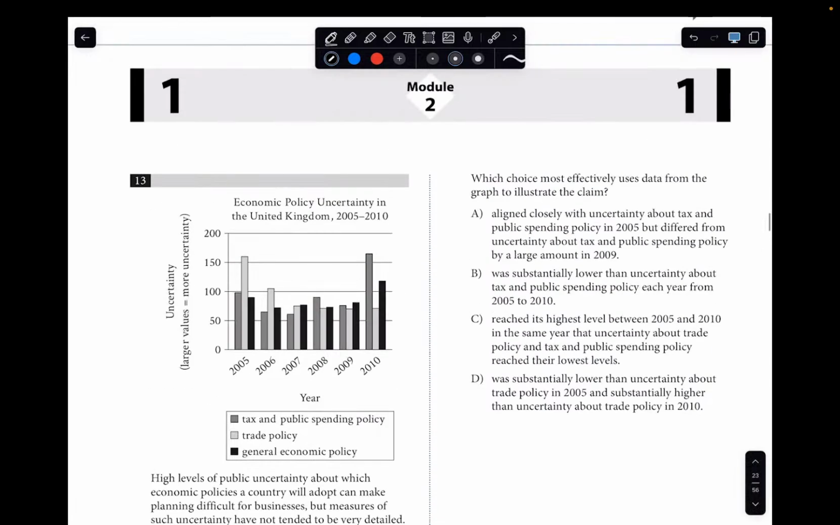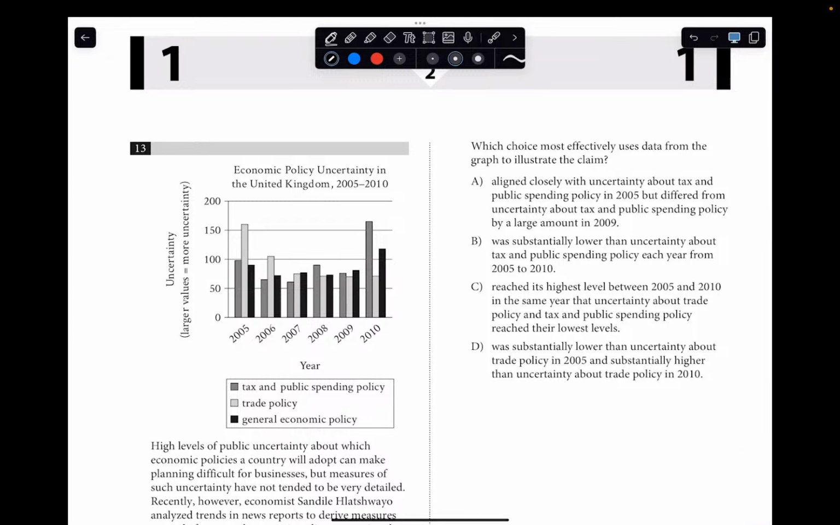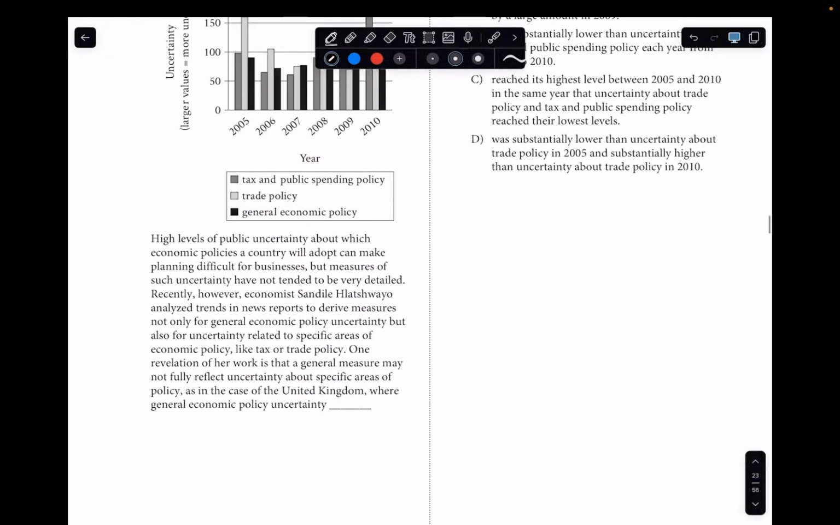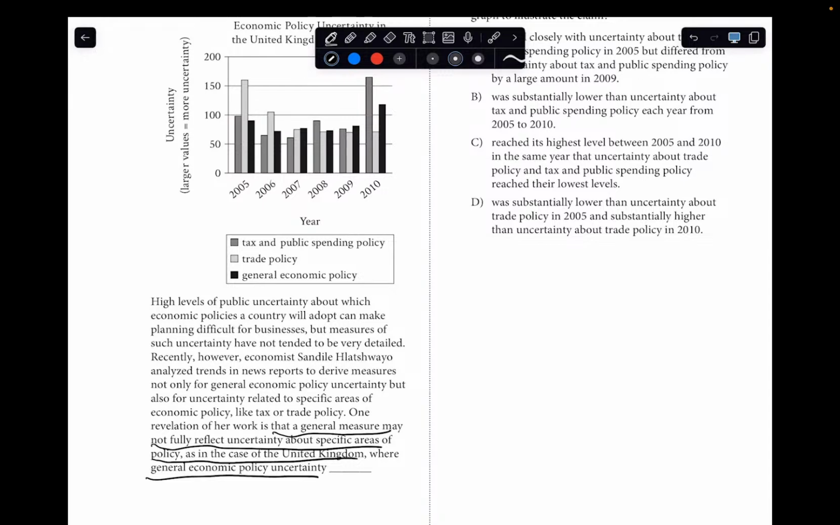So sometimes you can just go right to the questions and then see which of these actual options is true. So which choice most effectively uses data to illustrate the claim? And then the claim, one revelation of the economist's work is that a general measure may not fully reflect uncertainty about specific areas of the policy, where general economic policy uncertainty, so this is the one that we want to focus on, right?